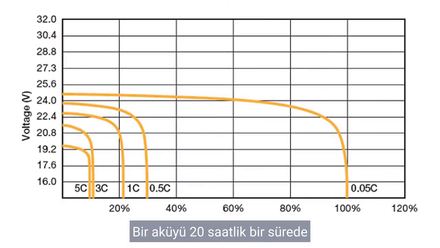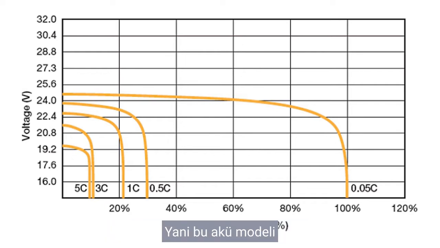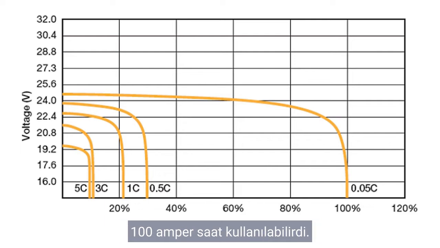Well, when discharging a battery on a 20-hour rate or on a 0.05 C, the capacity in this example graph is 100%. So this battery model would be defined in that capacity. If this would be a 100 amp hour battery, the 100 amp hour would be available when the discharge is done in 20 hours. Or in other words, the discharge current is less than 5 amps.